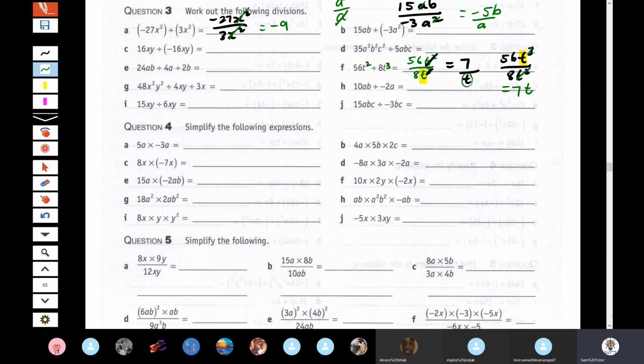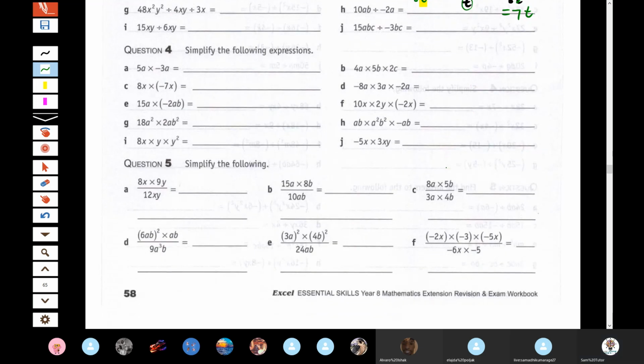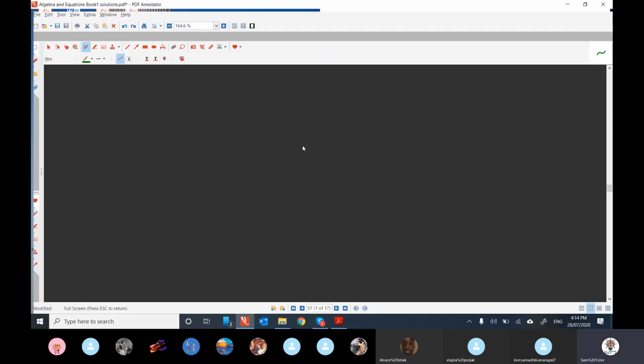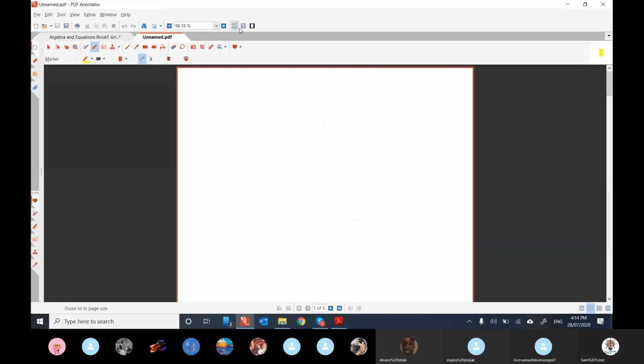Let's do a few more of those, right? What do you reckon? Let's do a few of those. So let me open up a new page and let's do a few of these examples. So if I said 8a squared on 4a to the power of 4.